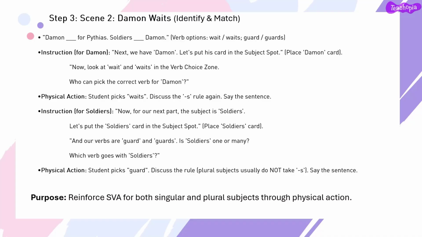Scene 2, Damon waits. That is identify and match. The sentence is: Damon dash for Pythias, soldiers dash Damon. Here there are four verb options: wait and waits, guard and guards. Next we have Damon. Let's put his card in the subject spot. Now look at wait and waits in the verb choice zone. Who can pick the correct verb for Damon? Student picks waits. Discuss the s rule again.